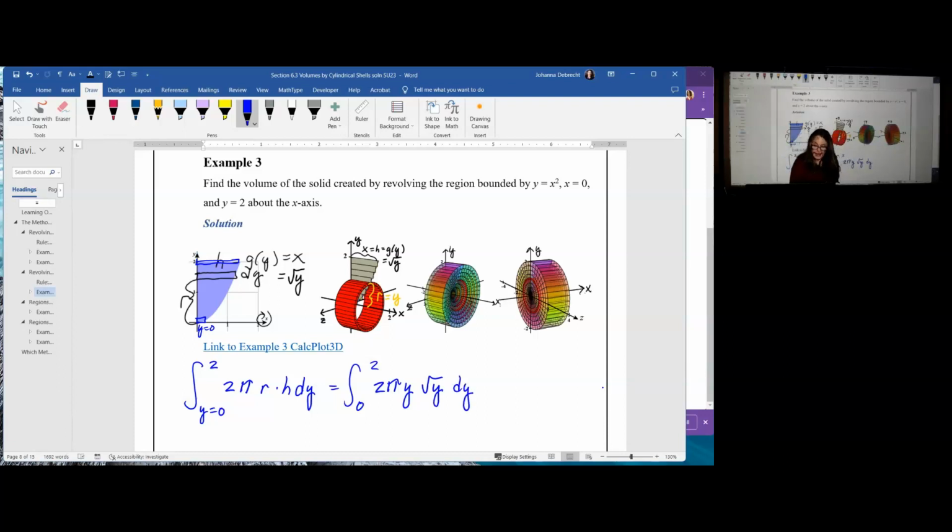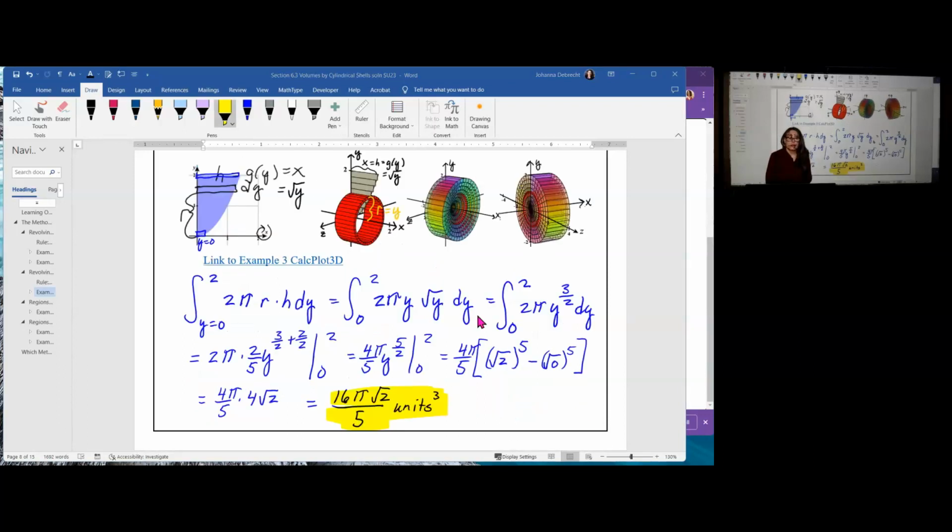Let's go ahead and combine our two factors of y. This gives us the integral from 0 to 2 of 2 pi y to the 3/2 power dy. You can think of the square root as the 1/2 power and y as y to the first, or 2/2, and 1/2 plus 2/2 gives us 3/2. Now that we have the definite integral written down, go ahead and pause the video to work this one out on your own.